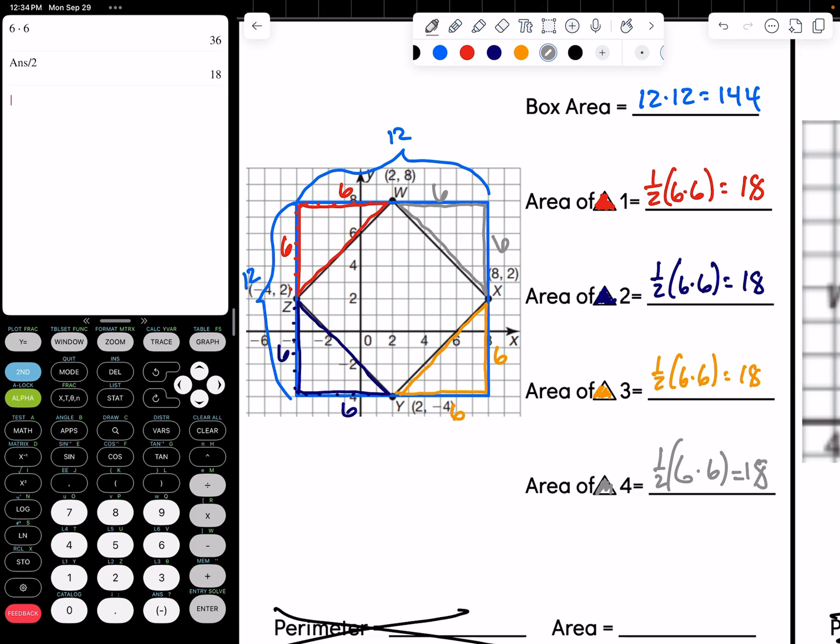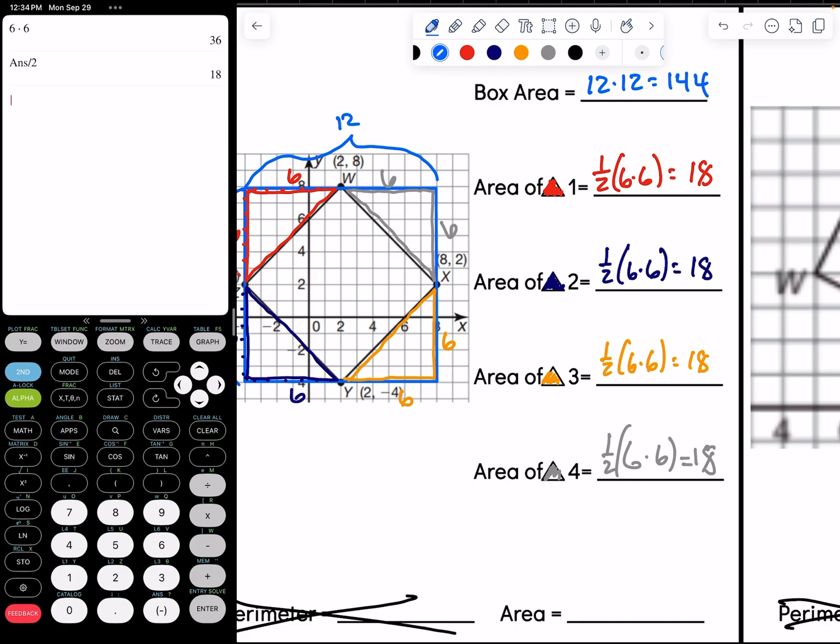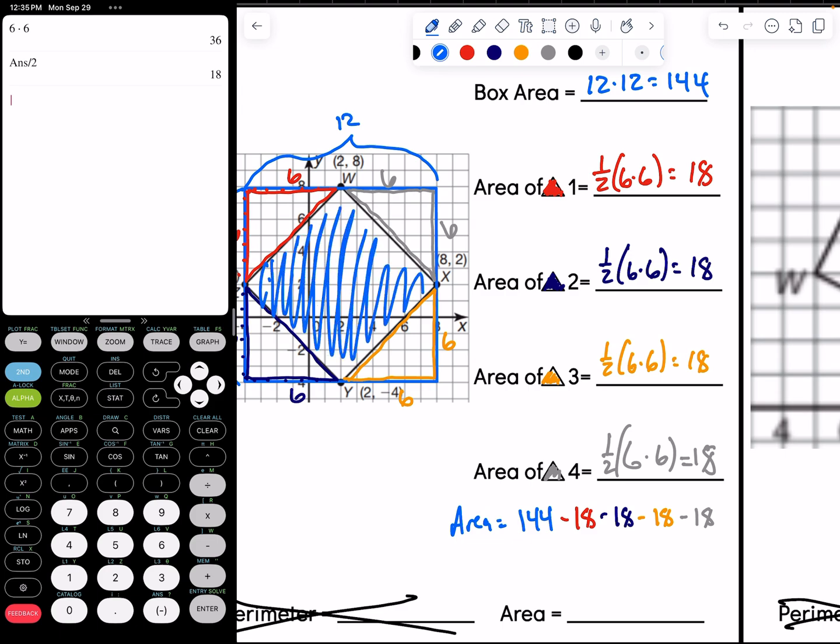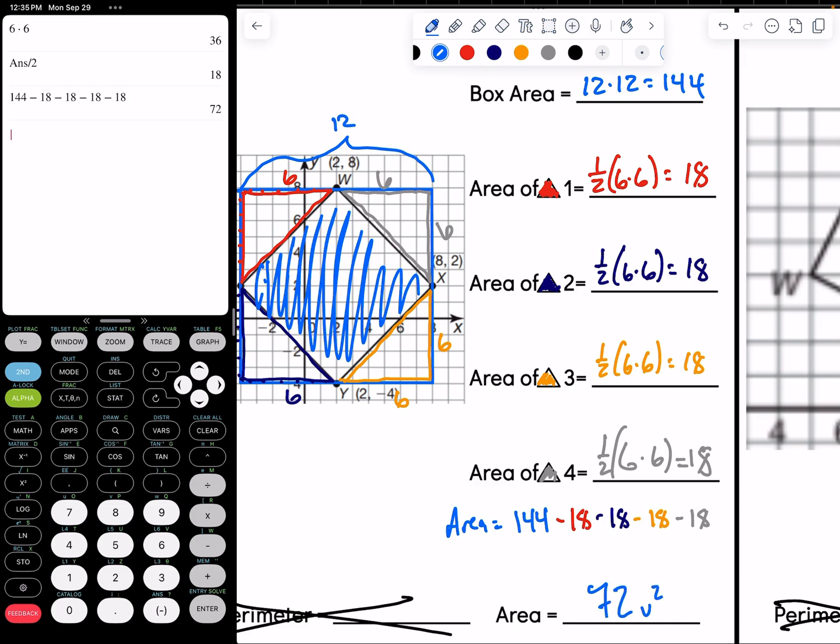And so to find the overall area, now that we've got our big box area, our area equals our big box, 144, and then we're just going to subtract each triangle area from the big box. And what we're left with is this area inside. So we take our 144, subtract 18, subtract 18, subtract 18, subtract 18, and we're left with 72 units squared, which should match the way we solved for it before.